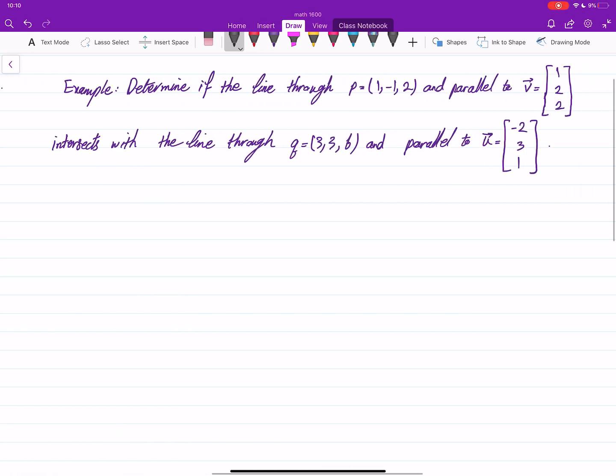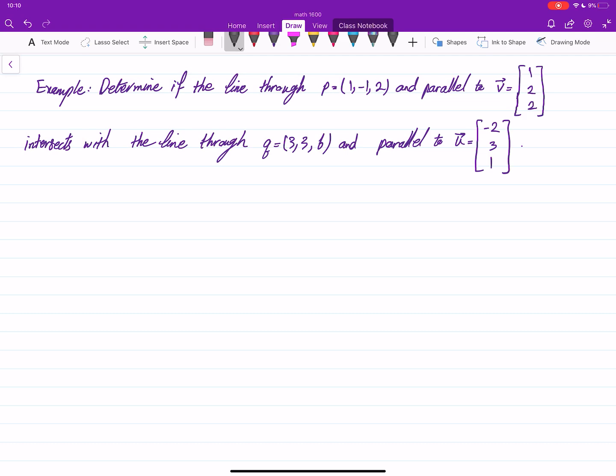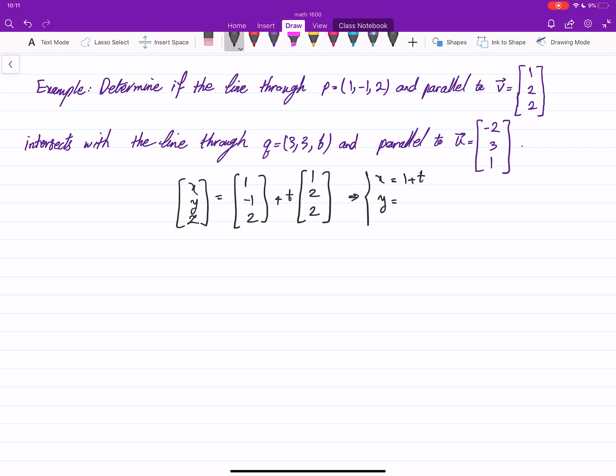The second example is about the intersection of lines. We have two lines. One is through point P, 1, negative 1, 2, and parallel to vector 1, 2, 2, and the other is through point Q, 3, 3, 6, and parallel to vector negative 2, 3, 1. So first we write the equations for the lines. The first line is x, y, z equals 1, negative 1, 2 plus t times 1, 2, 2. In parametric form, x equals 1 plus t, y equals negative 1 plus 2t, and z equals 2 plus 2t.